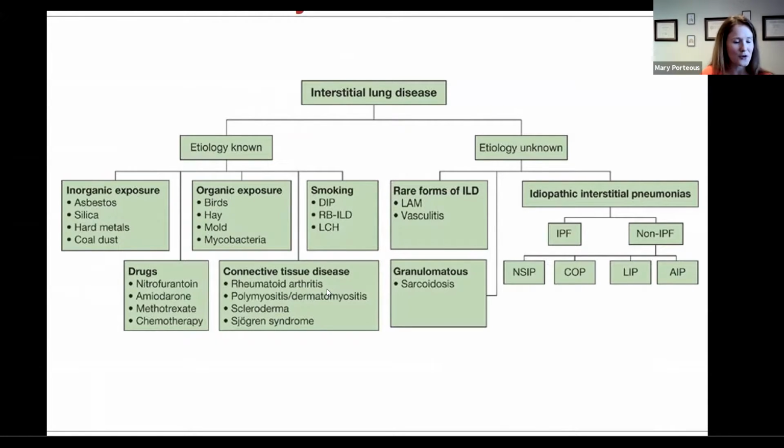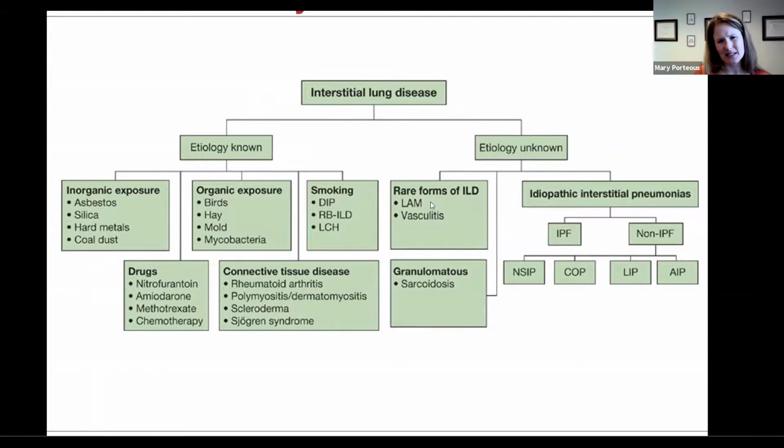Underlying connective tissue disease is a whole talk in and of itself: rheumatoid arthritis, myositis, scleroderma, Sjogren's, all of them can affect and cause an interstitial lung disease. Smoking can be a risk factor for desquamative interstitial pneumonia, respiratory bronchiolitis ILD, or Langerhans cell. If you haven't noticed already, we like the ABCs of ILD. We like abbreviations.